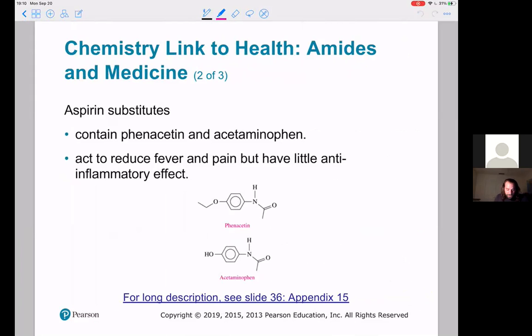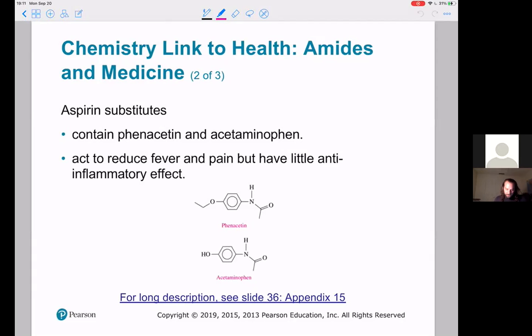Again, we talked about how amides can be found in medicine. Aspirin substitutes, rather, contain amide groups. Acetaminophen, or Tylenol, is one of them. I don't know what phenacetin is, but apparently that's another aspirin substitute, and that also contains an amide. They act to reduce fever and pain, but have little anti-inflammatory effects.